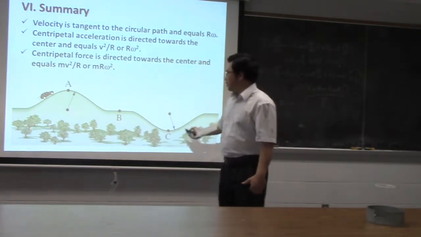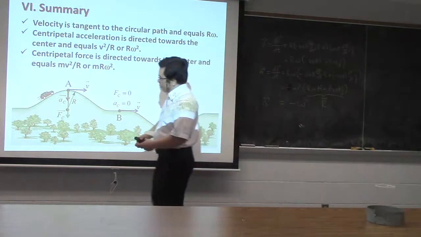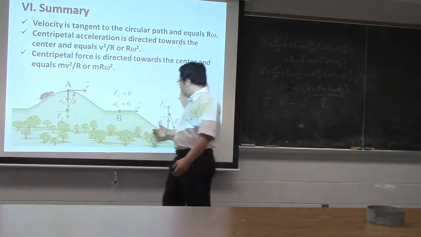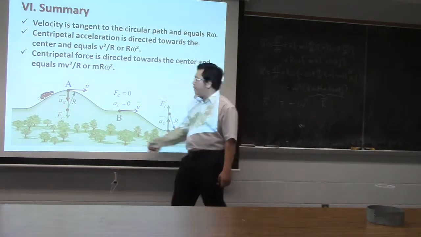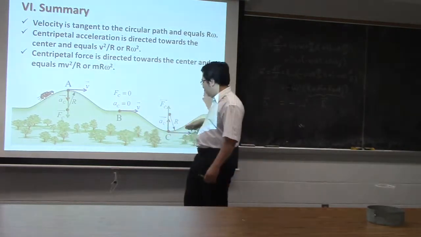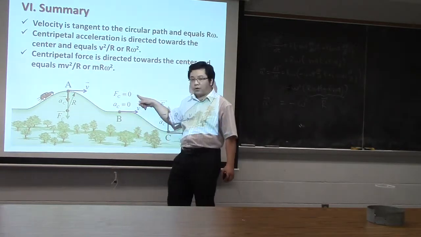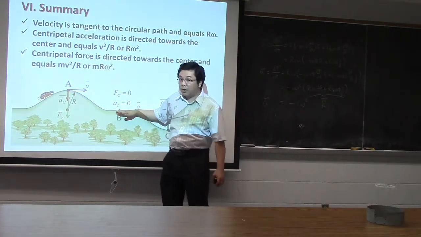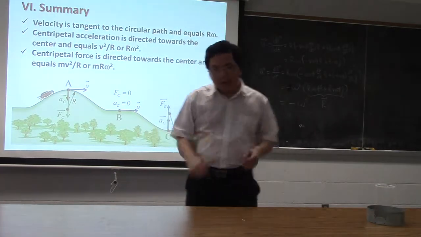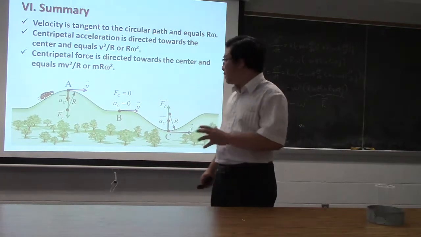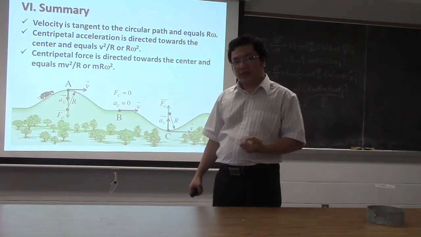Now, here's the answer. You see, force and acceleration point toward the center, whether the center is below or above the curve. Velocity is always tangent to the curve. And right here, there's no centripetal force because there's no curve at all, and therefore no centripetal acceleration. By now, I hope that you have grasped the idea of velocity, centripetal acceleration, and centripetal force.